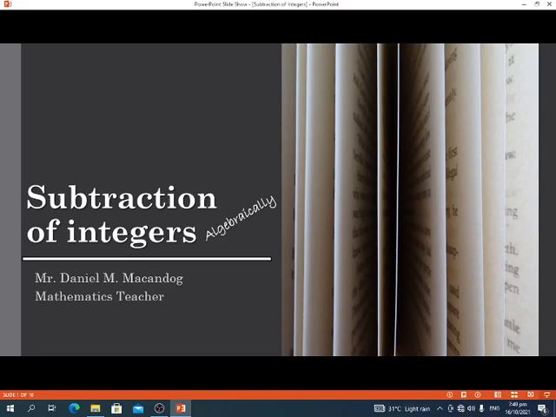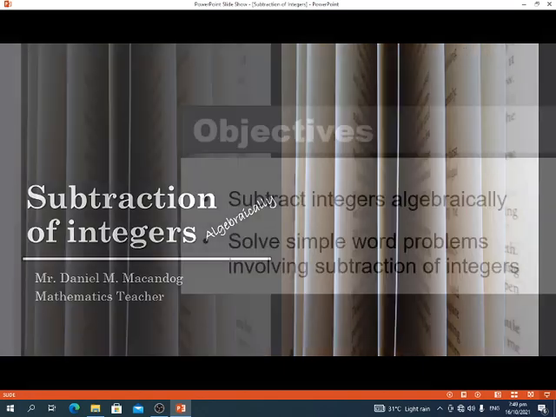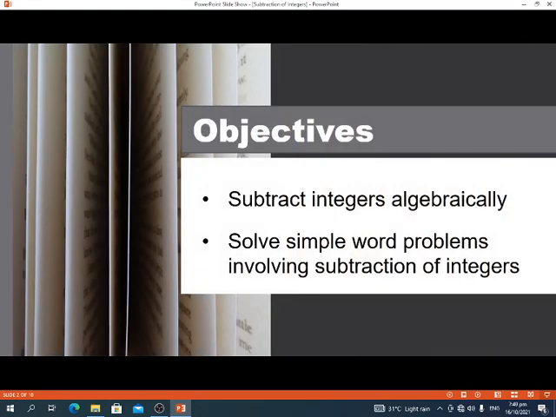Hello class, I'm Teacher Daniel, and today we will discuss the subtraction of integers algebraically. Our objectives are to subtract integers algebraically and solve simple word problems involving subtraction of integers.